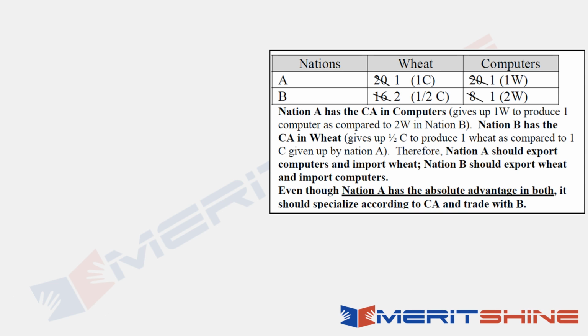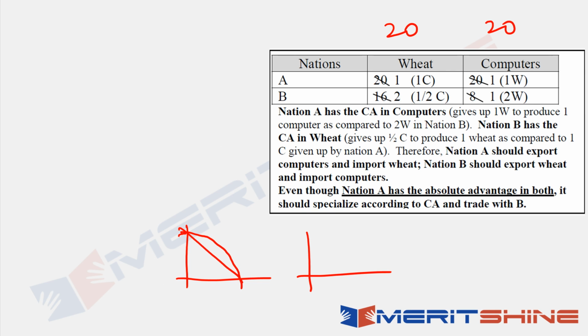Okay, so say nation A has the capacity of producing say 20 units of wheat and 20 units of computers. Okay, this is what it can do. So its production possibility curve will be something like this. And the other one is like 16 and 8, right? So this is wheat and this is computer. This is what they can produce. This is the maximum that they can produce.